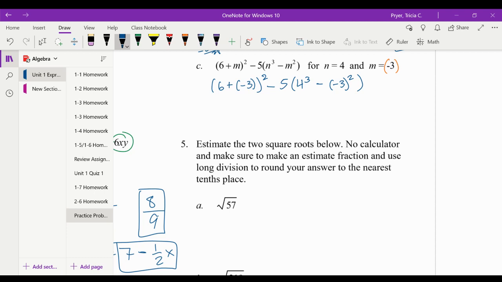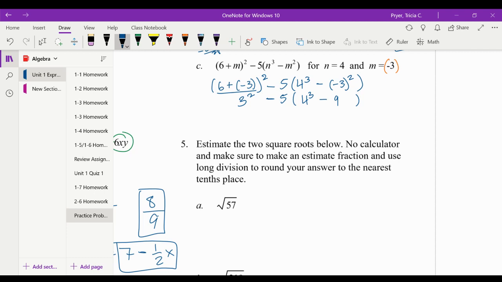All right. Now I'm going to go ahead and do order of operations, I'll start with the grouping. So I see one group right here at the beginning, 6 plus negative 3. Okay, well, I can do that. That would be 3. And now all of that squared. Minus 5 times, and then I have another big group here. Well, within that big group, I have negative 3 squared. Well, that means negative 3 times negative 3, which is 9. So I have 4 cubed minus 9.